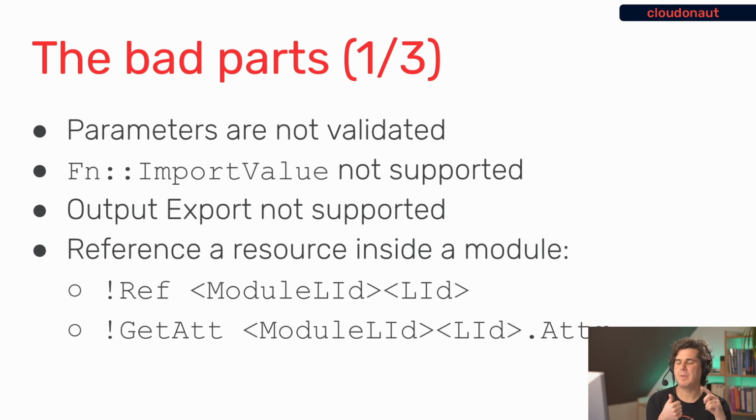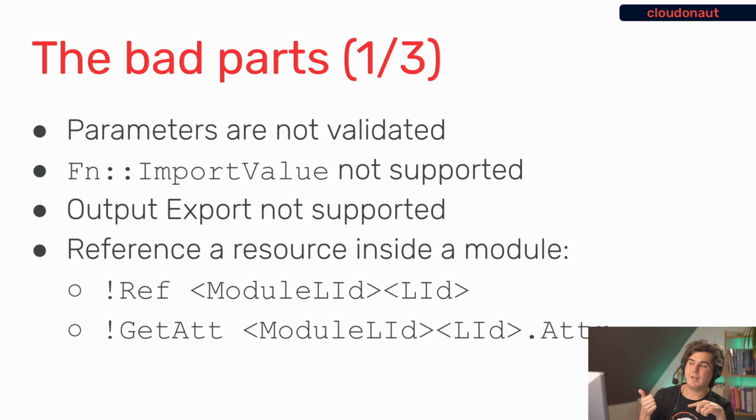So first, parameters are not validated. In a CloudFormation parameter, you can specify, for example, that this has to be a string with min length and max length. This number has to be between min and max. You can specify regular expressions. You can say these are the allowed values. So all kinds of validation or configuration can be made. A module ignores all those information completely. So if you pass in something that's not valid, it will still work. I mean, that's kind of not so cool.